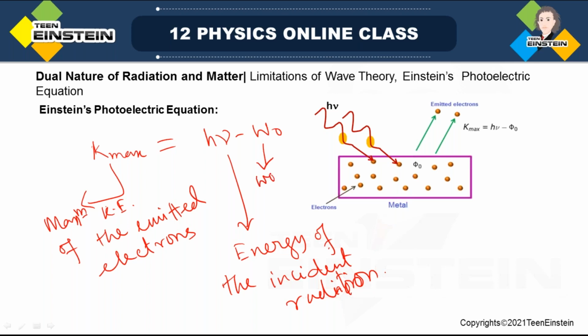Okay, and this is the work function. From here we can see, we'll try to explain all the observations we have seen with this particular equation. In fact, we can write this equation in terms of this also: h into nu minus nu 0 is equal to K max. This is also another form of Einstein's equation.